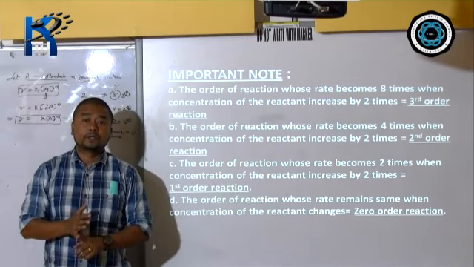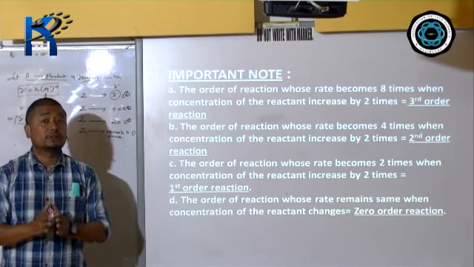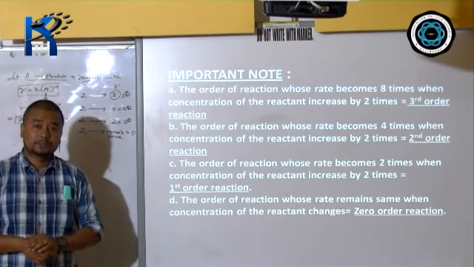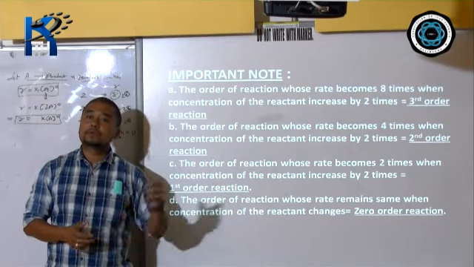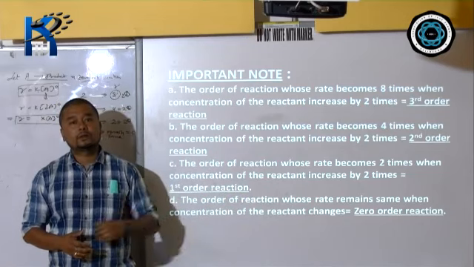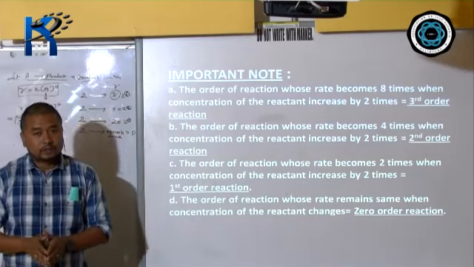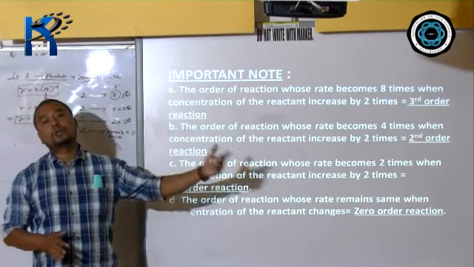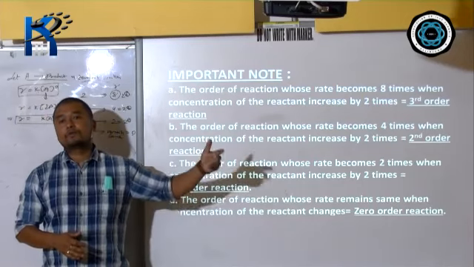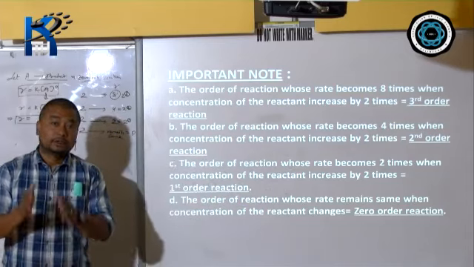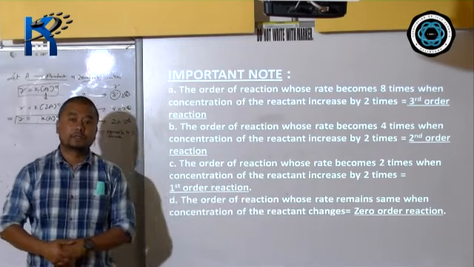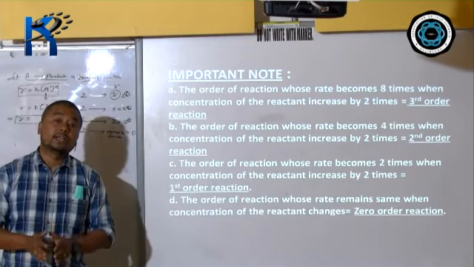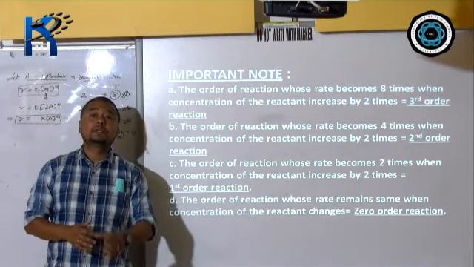So students, similarly, if I increase the concentration of the reactant by 5 times, rate becomes 125 times. And what is 125? 5 cube. So this is third order again. If you increase the concentration of the reactant by 5 times, the rate becomes 25 times. And what is 25? 5 square, so it will be second order. If you increase the concentration of the reactant by 5 times, the rate also becomes 5 times, means it is first order. When you increase the concentration of the reactant by 5 times, the rate remains same, it is 0 order reaction.